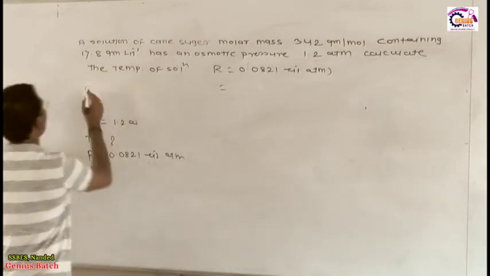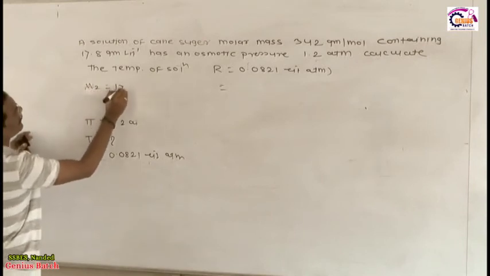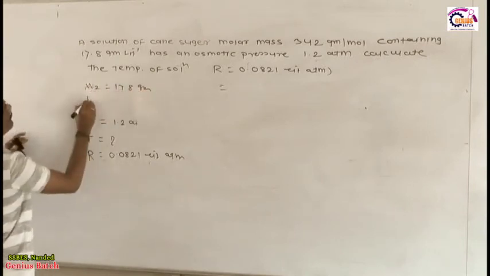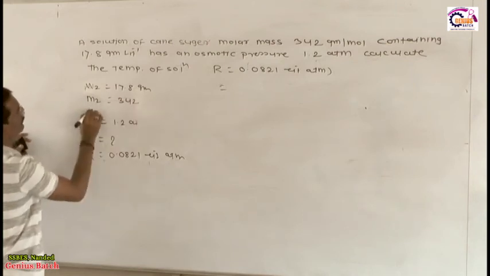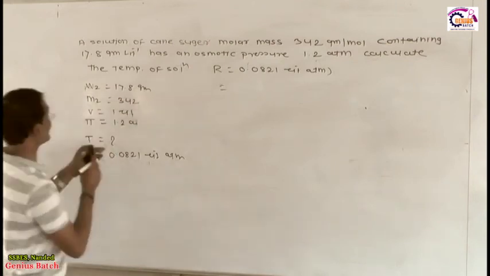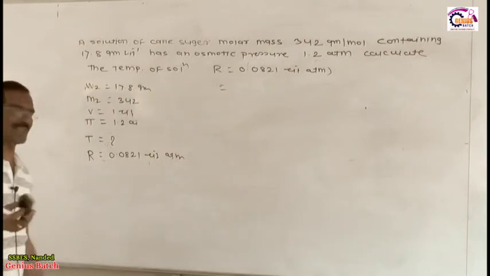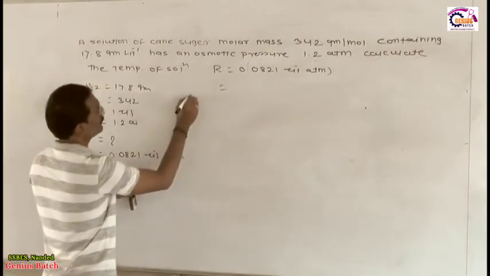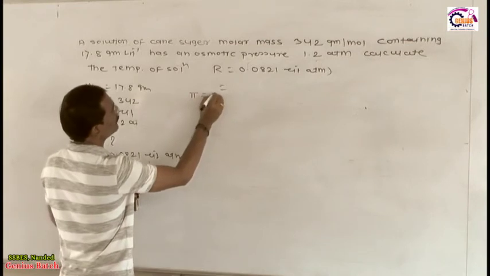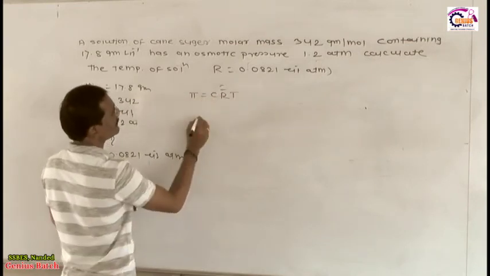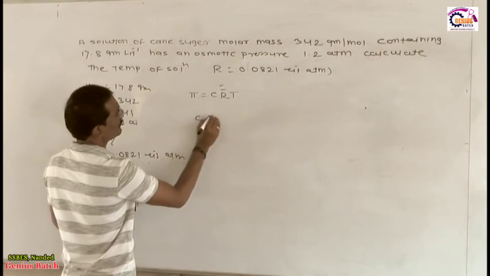Everything is okay. Weight of solute is how much? 17.8 gram. Molar mass M2 is equal to 342 gram, and volume is 1 liter. Gram per liter they are given, so volume is 1 liter. So dear friends, how to calculate pi? Pi is equal to CRT. What is C? C means concentration. How to calculate the concentration?